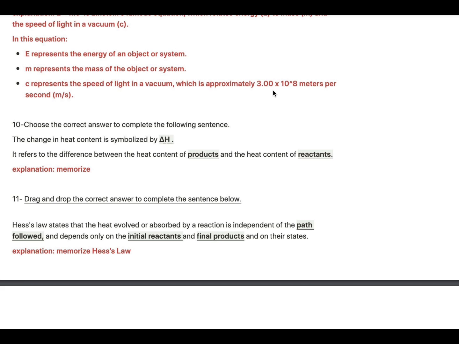Change in heat is delta heat. That's obvious, just memorize that. It refers to the difference between the heat content of products and the heat content of reactants. So this is Hess's law, right? Unlike the bond energy, which is heat of reactants minus heat of products, this is Hess's law, and it's heat of products minus heat of reactants. So it's essentially the same but a bit different.